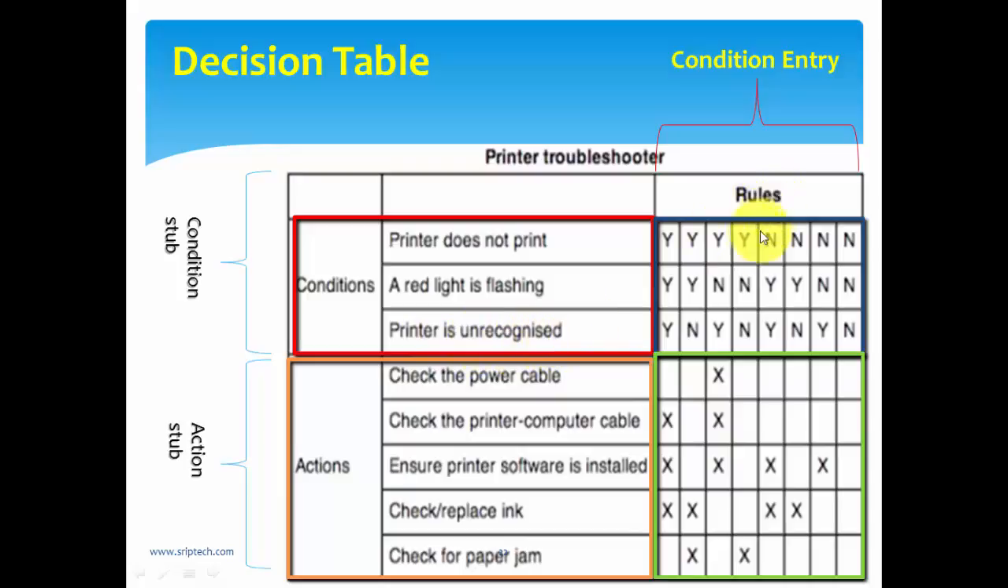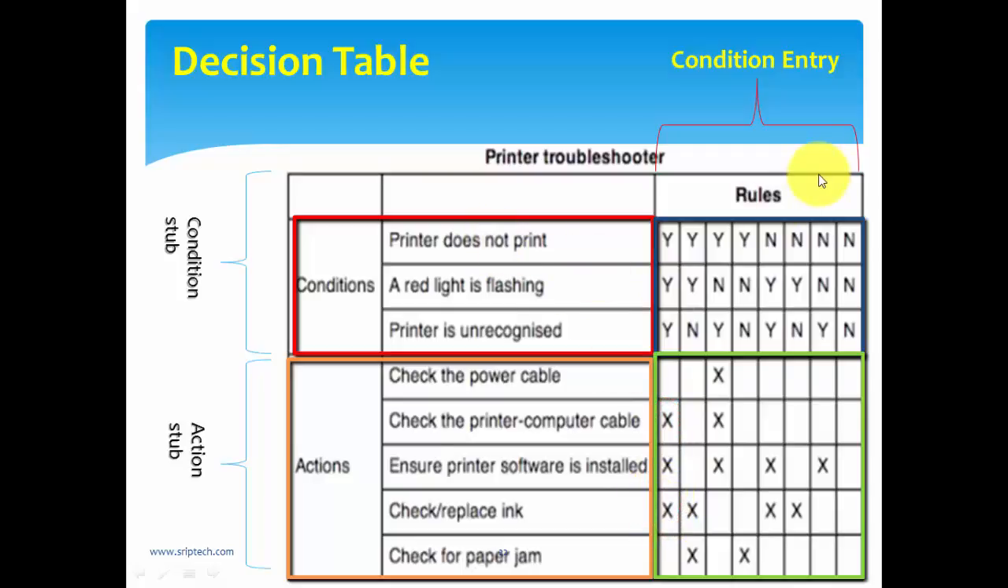Now the rules have been given here. Now how do I read this? Printer does not print, the condition is satisfied. A red light is flashing, even this condition is satisfied, and printer is unrecognized, this condition is satisfied. So what action am I supposed to take? I am supposed to take the actions of check the printer computer cable, ensure printer software is installed, and check or replace the ink. So if these 3 conditions are satisfied, I need to take these 3 actions.